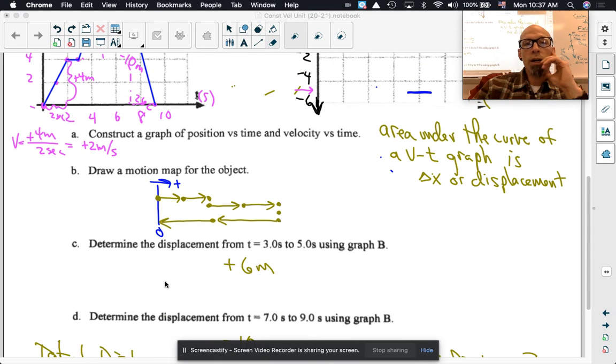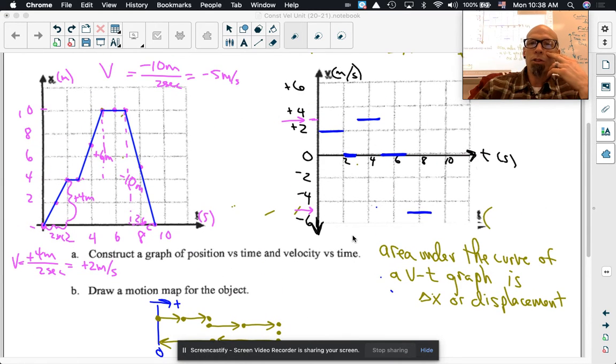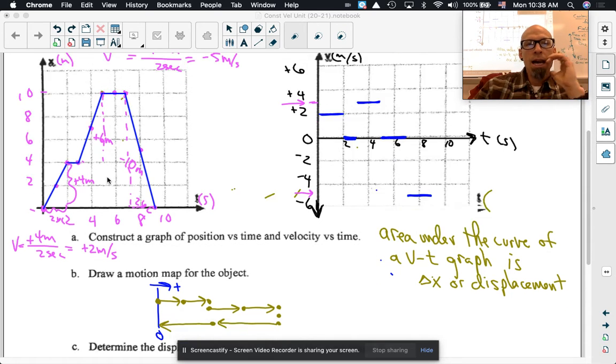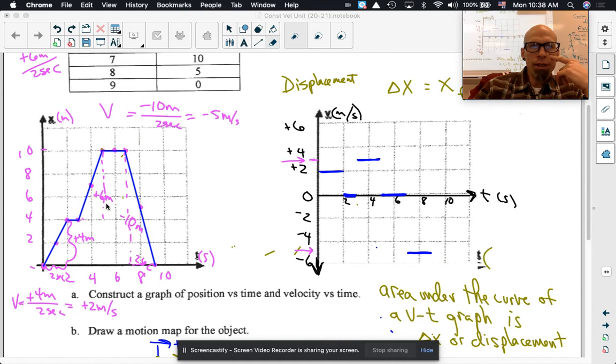Now, the next two questions, it said determine the displacement from 3 to 5 seconds using graph B. Well, technically, they want you to use this. This is what they're calling graph B, the VT graph. But I want to look back over here. How do you know what the displacement is from 3 to 5 seconds? Well, how much did your position change from 3 to 5 seconds? We have it written down right here.